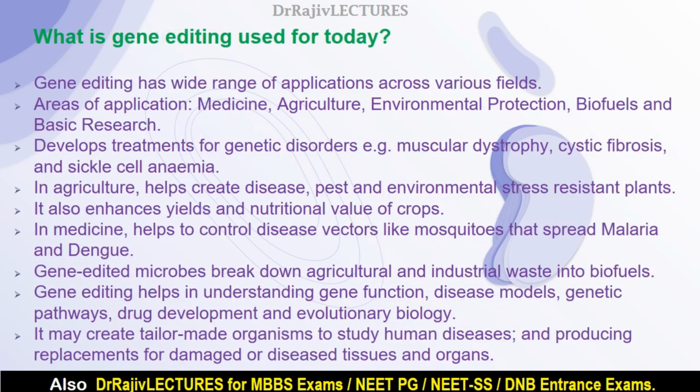Gene editing is a powerful tool that has a wide range of applications across various fields. Some of the key areas of application are medicine, agriculture, environmental protection, biofuels, and basic research. Scientists use gene editing to develop treatments for genetic disorders such as muscular dystrophy, cystic fibrosis, and sickle cell anemia. CRISPR based therapies have shown promising results in clinical trials to treat these conditions.